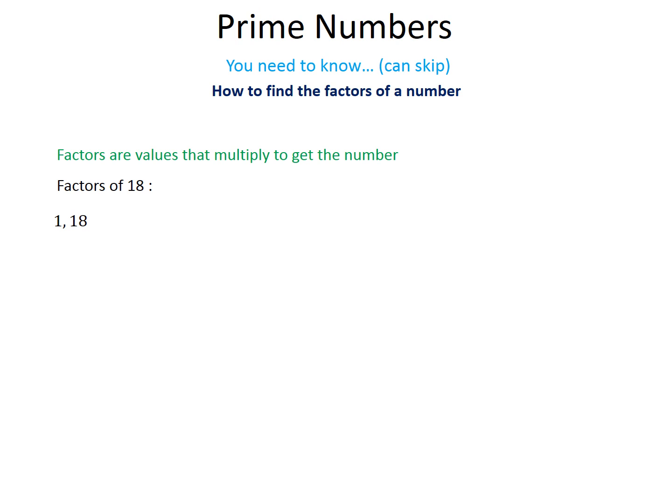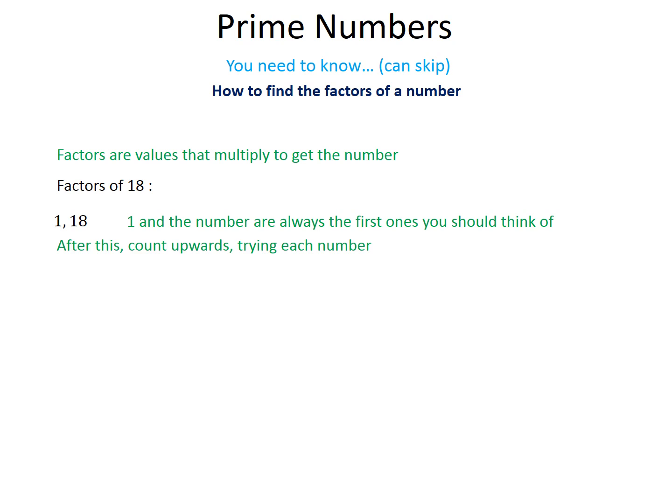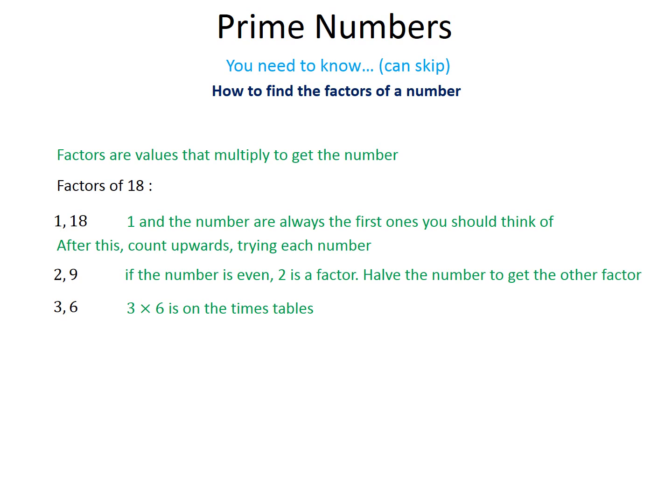1 and 18. Always the first two are 1 and the number itself, and then we're going to try 2. Does 2 go into 18? It does, because 18 is even, and it's also on my times tables. 2 times 9 is 18. Does 3 go into 18? Yes, 3 times 6 is on my times tables to get 18, and so 3 and 6 are factors as well.